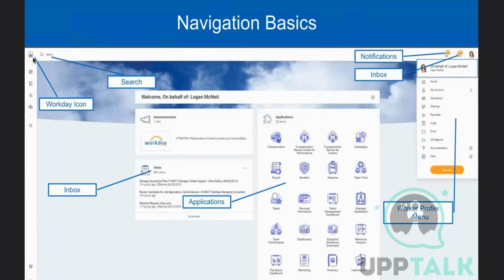Let's start from the top left first. You will have a Workday icon. In the organization that you're working, just so you would notice, on the left hand side you would see the Workday icon. For any organization you work for, you will see your company icon. Like if you're working for Google, you will see the Google icon. If you're working for Metaverse, you will see the icon for that.